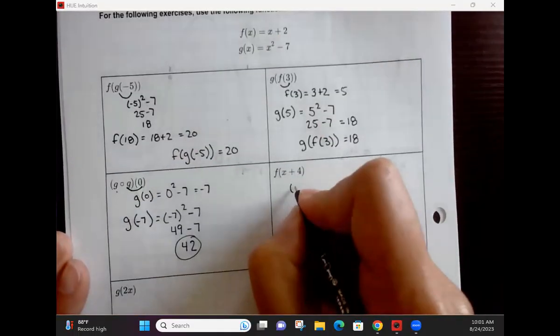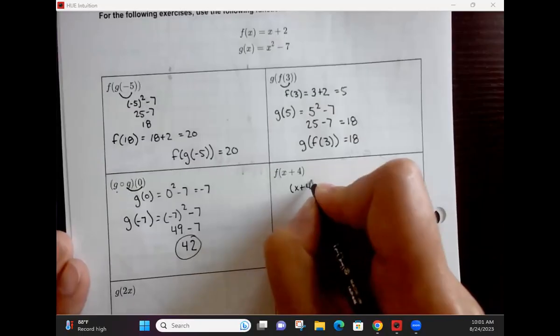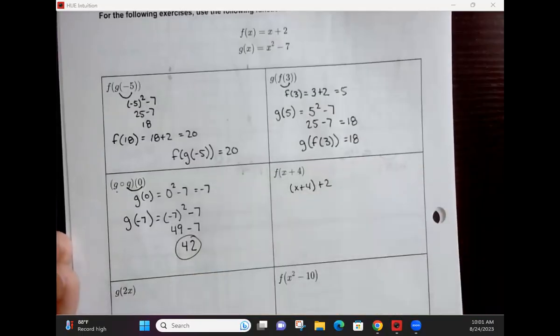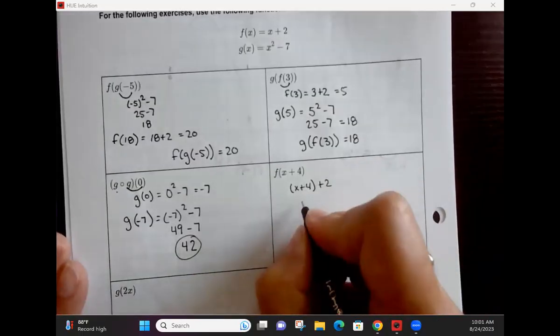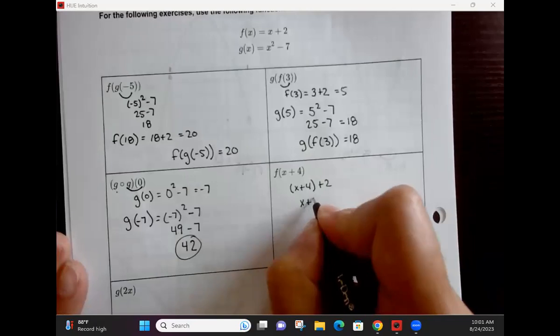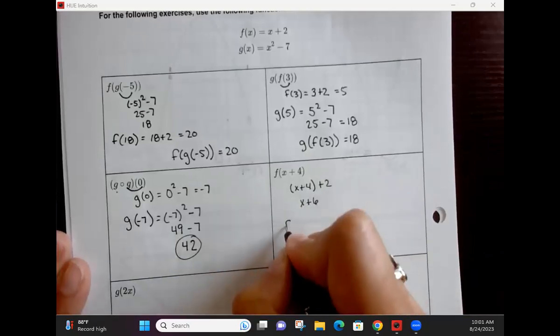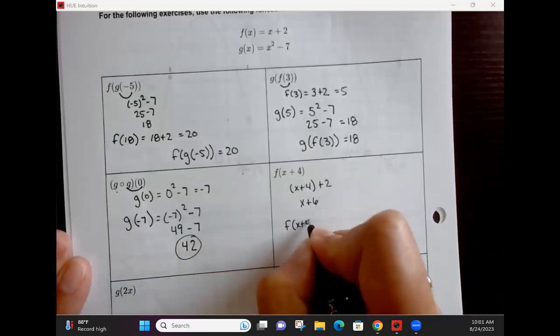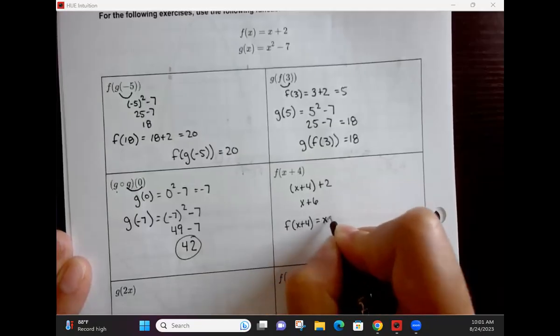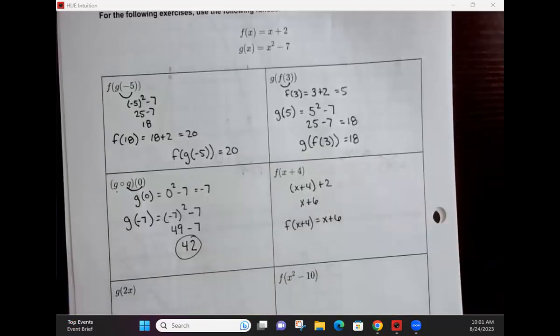So this would be x plus 4 plus 2. So as I simplify, we get x plus 6. So f of x plus 4 equals x plus 6. A little weird, but are you guys with me still?